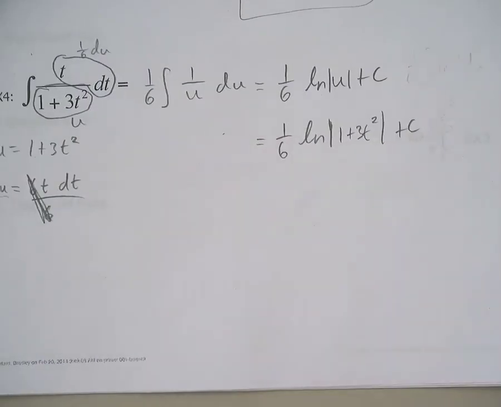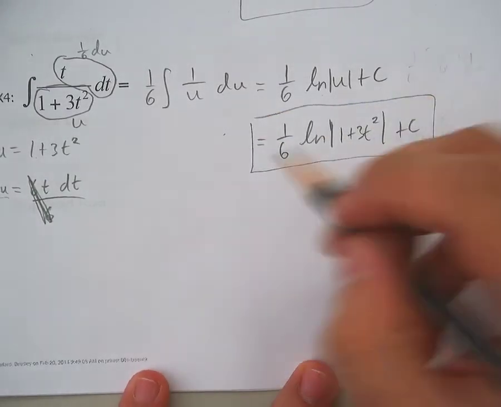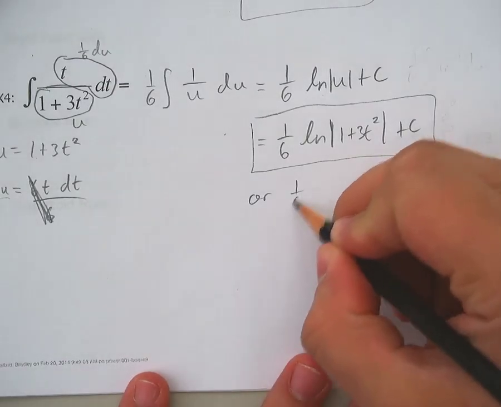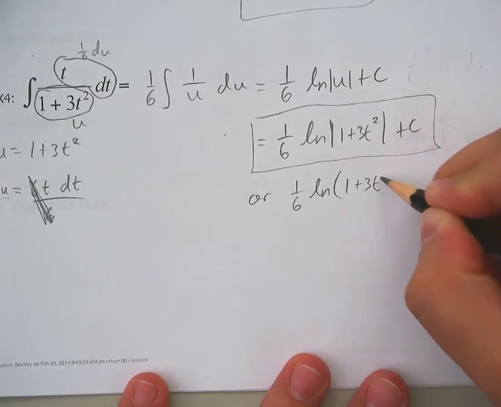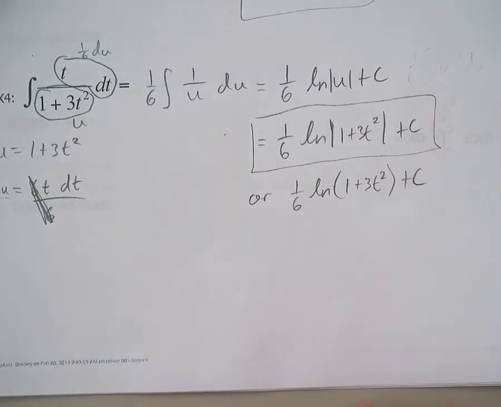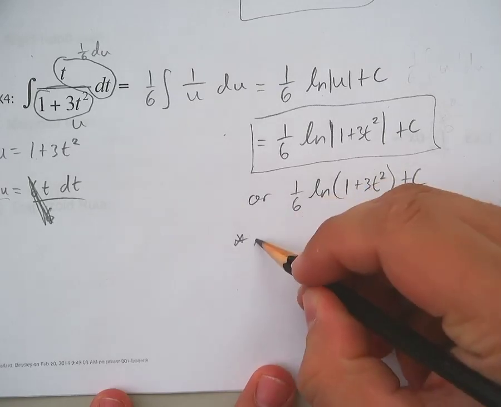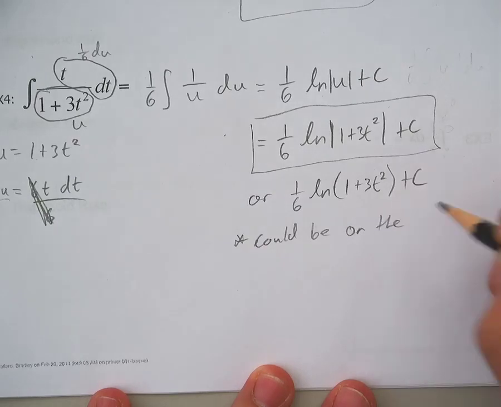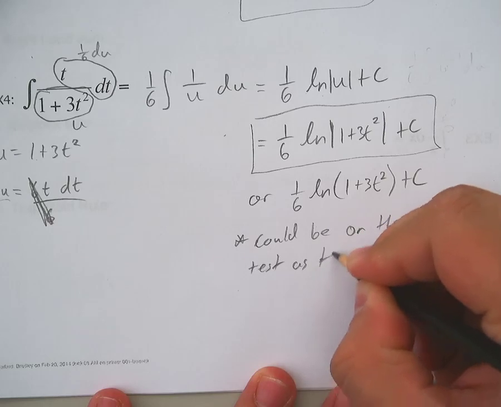Now, just as a side note, I do want to write this down. This is the answer and it is correct, but you could see this question on the multiple choice section answered like this: 1 plus 3t squared plus c, without the absolute values. Now, this could be on the multiple choice test, so I want you to write this down here, and I'll explain why in a second. This could be on the multiple choice test as the answer.